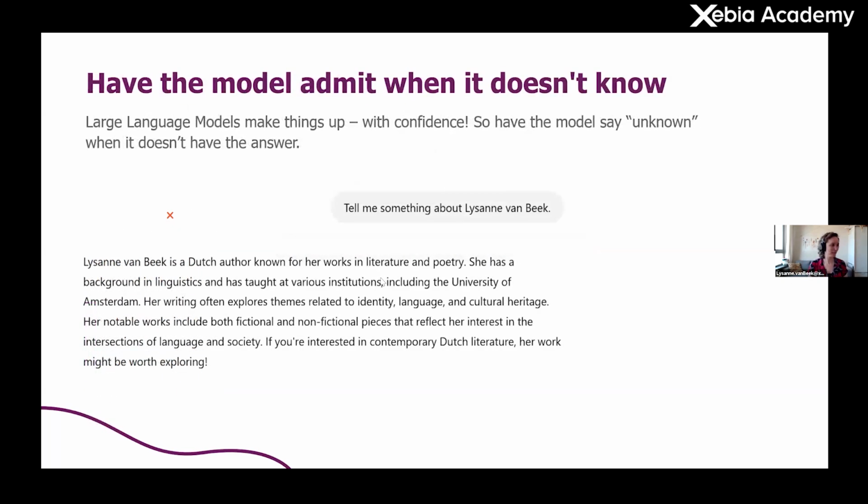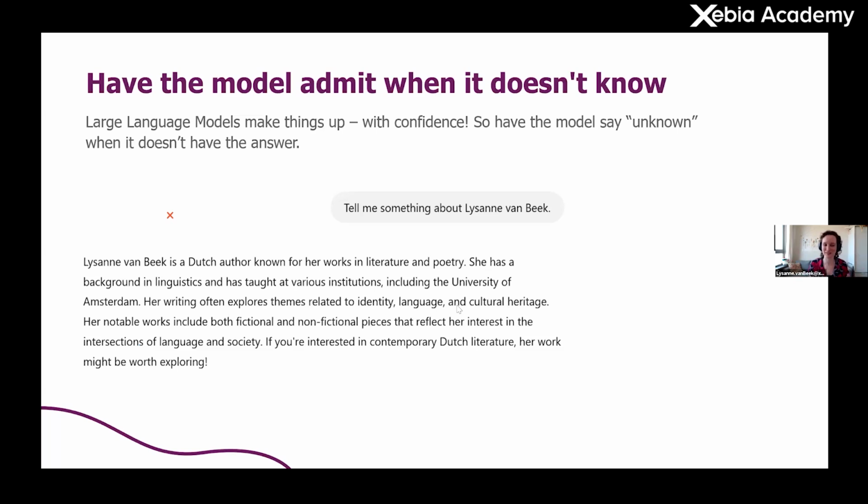Okay, final one. Have the model admit when it doesn't know. So this is not something that always works, but like we already said, large language models can just make things up. They can hallucinate, is what we call it. So I once asked it, hey, tell me something about me, Lisanne van Beek. And then it started saying that I'm a Dutch author and I work in literature and poetry and I have a background in linguistics. It's all not true. I also didn't teach at the University of Amsterdam. I'm not a writer at all.